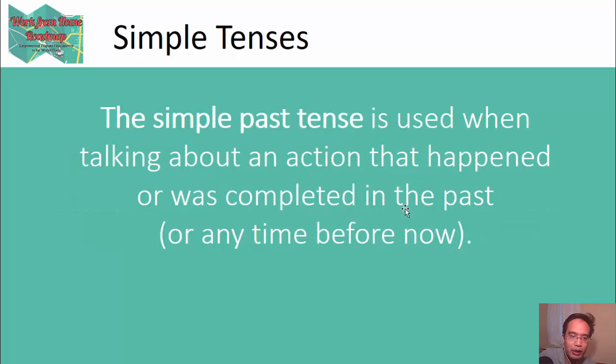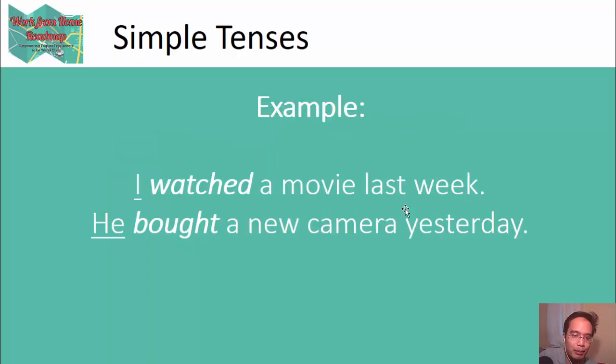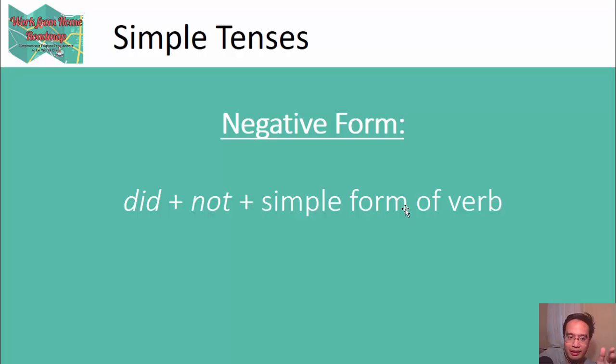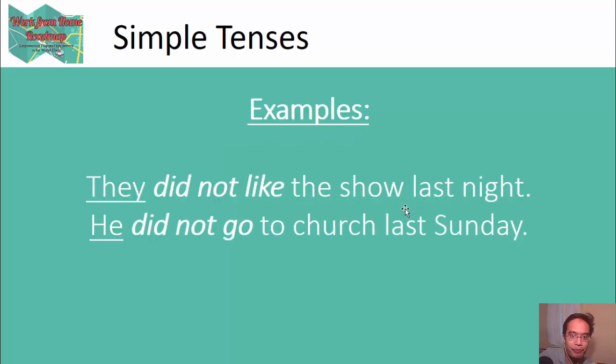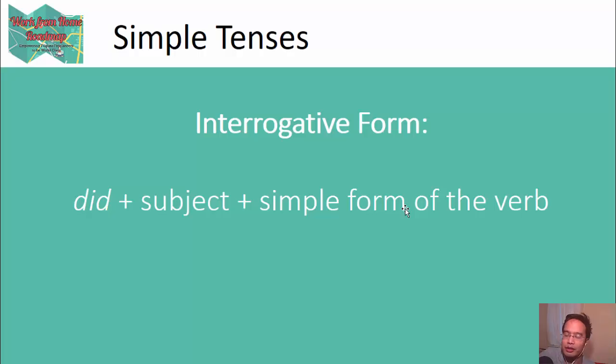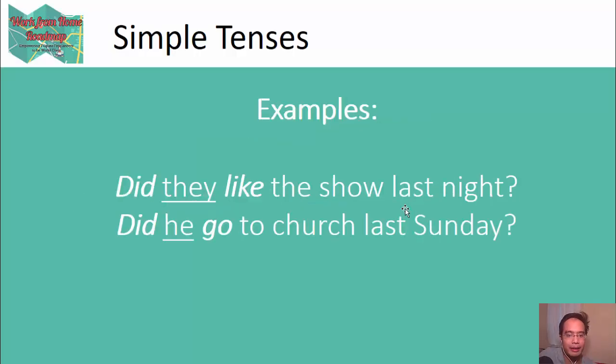The simple past tense is used when talking about an action that happened or was completed in the past, or any time before now. For example, I watched a movie last week. He bought a new camera yesterday. The negative form of the simple past is did plus not plus the simple form of the verb. They did not like the show last night. He did not go to church last Sunday. There's the interrogative form, did plus the subject plus the simple form of the verb. Did they like the show last night? Did he go to church last Sunday?